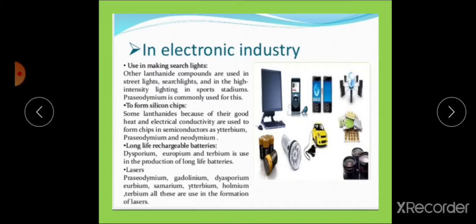Then the lanthanides are also used in street lights, searchlights, and in the high intensity lighting in sports stadiums. These lanthanides are also used to form silicon chips. Some lanthanides, because of their good heat and electrical conductivity, are used to form chips in semiconductors, such as ytterbium or praseodymium and neodymium. They are also used in lasers.